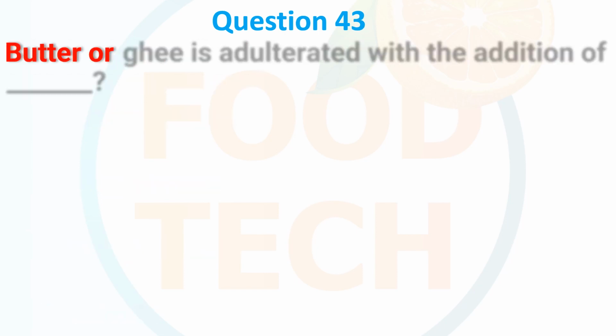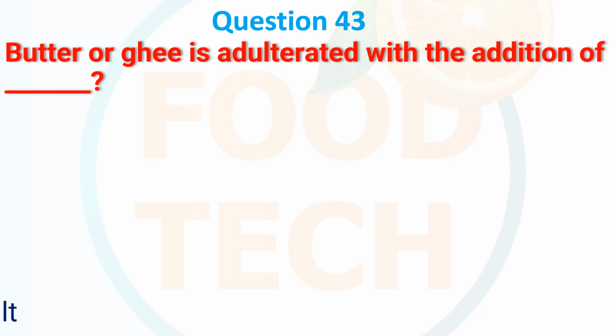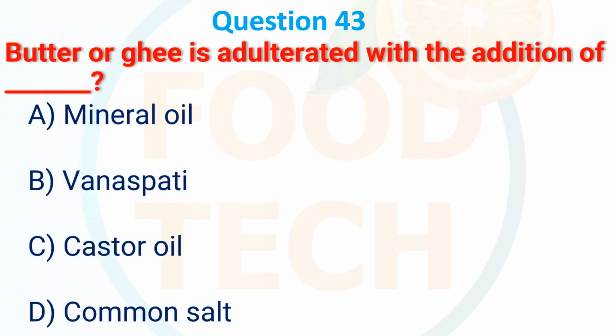Methyl alcohol. Butter or ghee is adulterated with the addition of A. Mineral oil. B. Vanaspati. C. Castor oil. D. Common salt. The answer is B. Vanaspati.